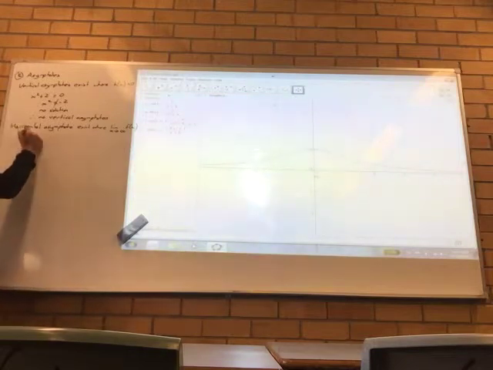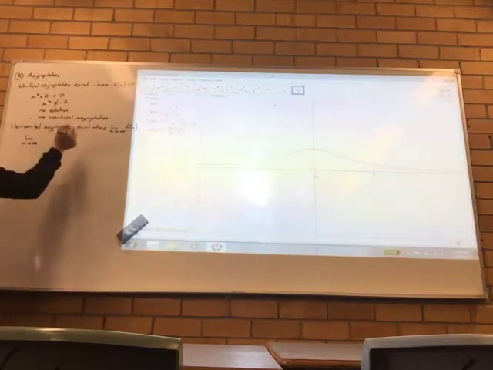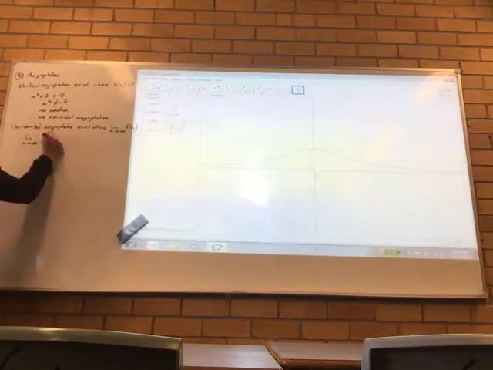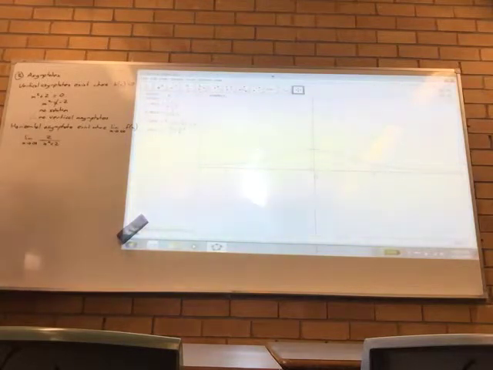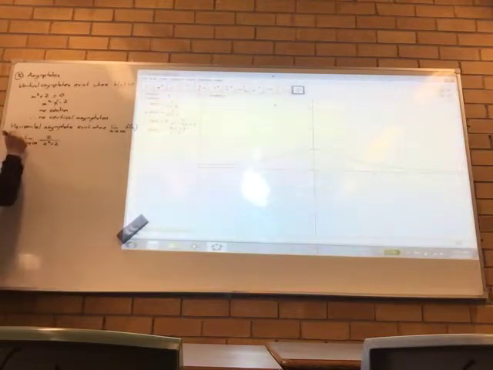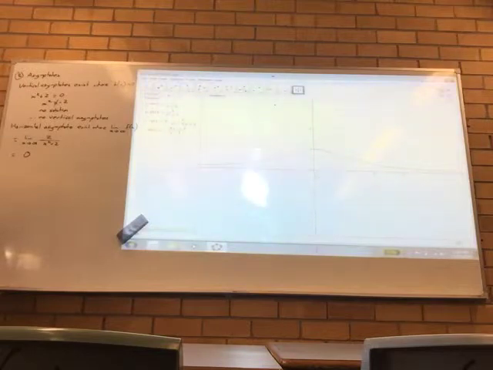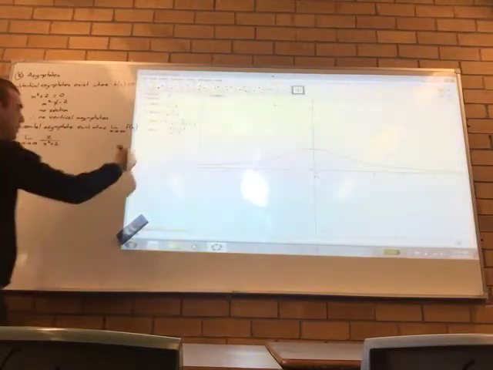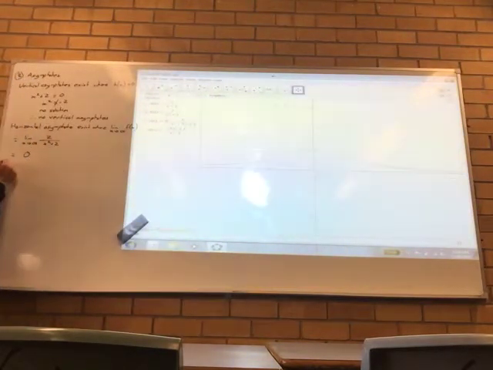The limit as x approaches infinity of 2 over x squared plus 2. So what's infinity squared? Infinity plus 2 is? So 2 over infinity is? 0. Okay, so at this point, we can see our domain and range.